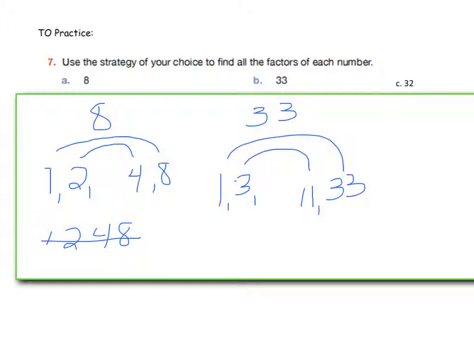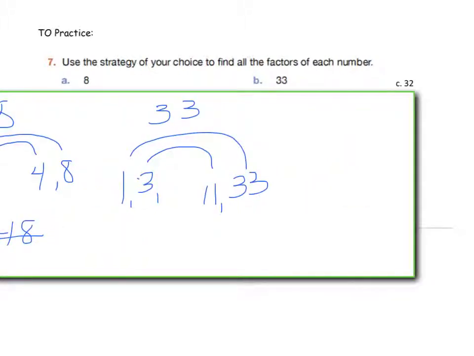8 times anything. 8 times 4 is 32. 8 times 5 is 40, so no. 9 times anything. Well, 9 times 4 is 36. That's too big. 9 times 3 is 27. Nope, that doesn't work either. So those are all of my factors for 33.